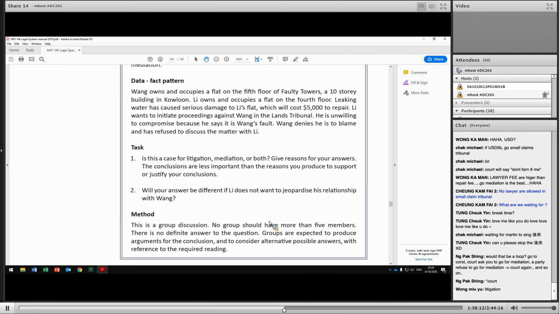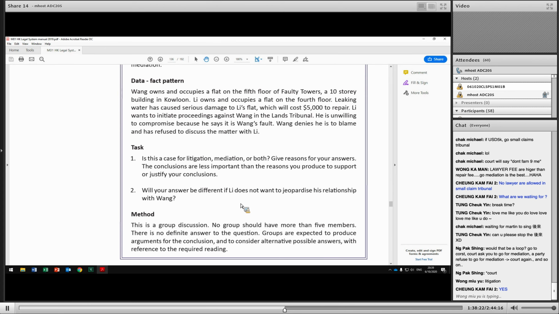So will the answer be different if Li does not want to jeopardize his relationship with Wang? I think there's nothing he can do. So if Li does not want to sue Wang, and also if Wang does not agree to have mediation with Li, I think if both options are not practical, Li simply has nothing to do.